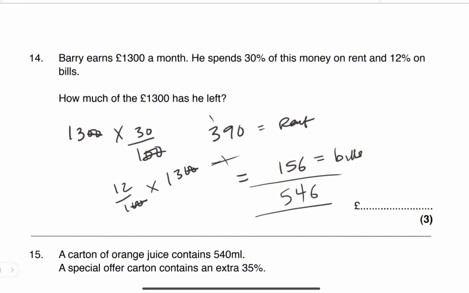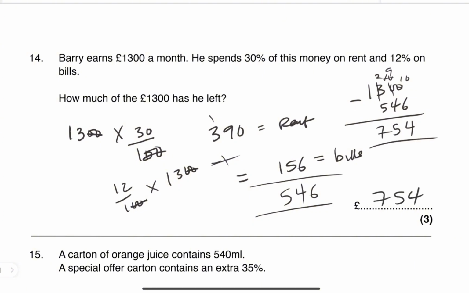So we do 1,300 minus 546. So this becomes 2, this becomes 10, and this becomes 9, then this is 10. 10 minus 6 is 4, 9 minus 4 is 5, 12 minus 5 is 7. So that's 754 is what he has left.